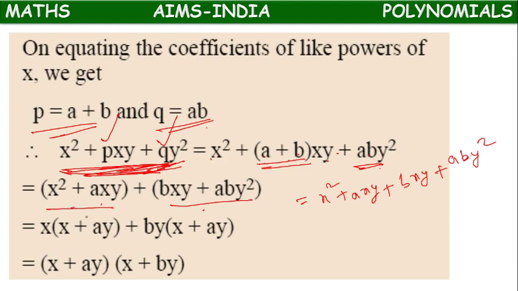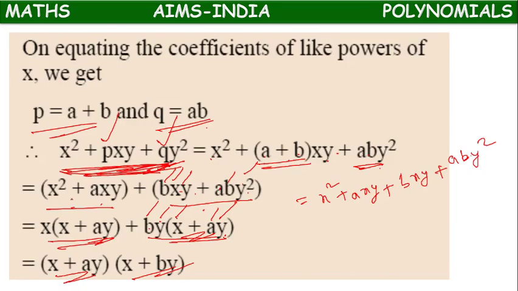So in first 2, x is common, x plus ay. In next 2, by is common. b is going out, y is going out, x is remaining. Here a is remaining, b is going out. From y square only one y is going out, another y will remain. Again x plus ay is common. x plus ay we can take common. x plus by will remain.